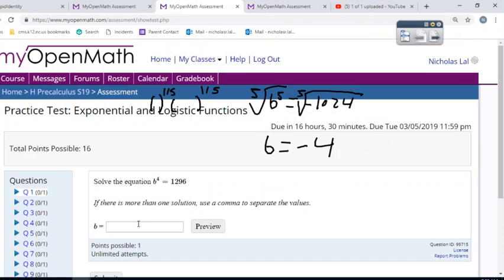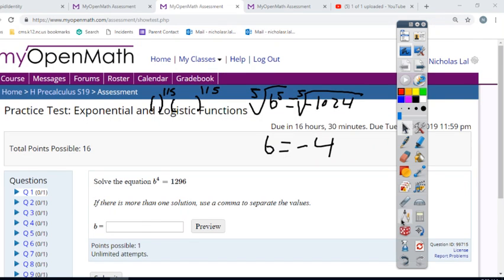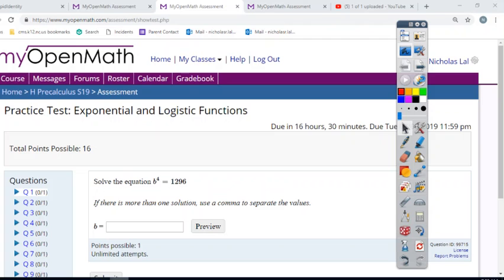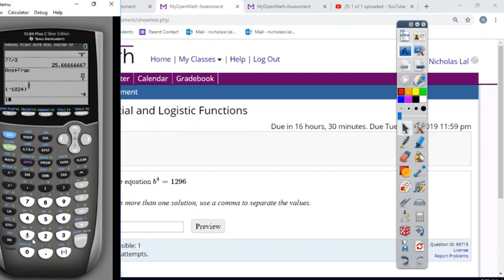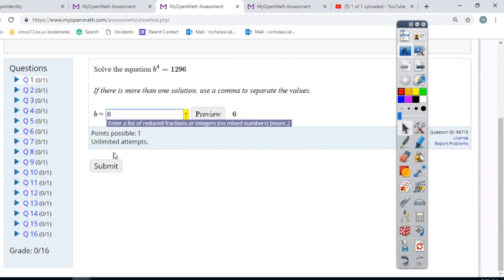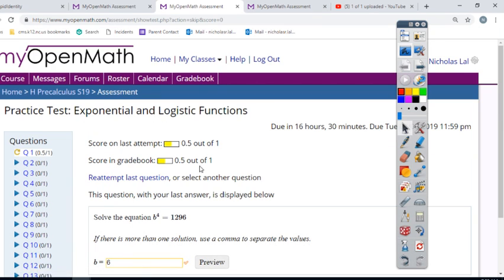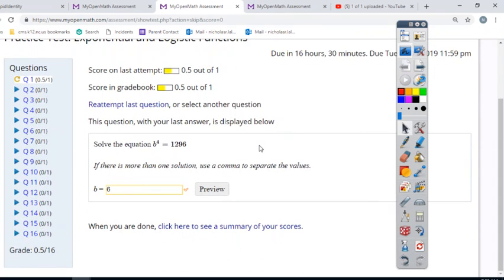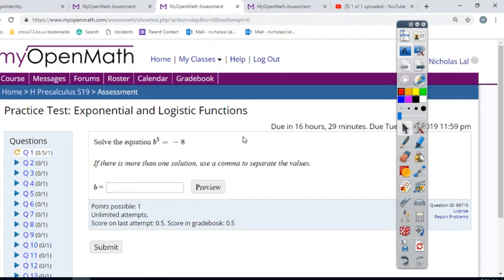Alright, same logic here. In clear annotations, I take 1296 raised to the 1/4 power, and that's equal to 6. b is equal to 6. Wait. We attempt, there's multiple, I guess it would be equal to 6 or negative 6.